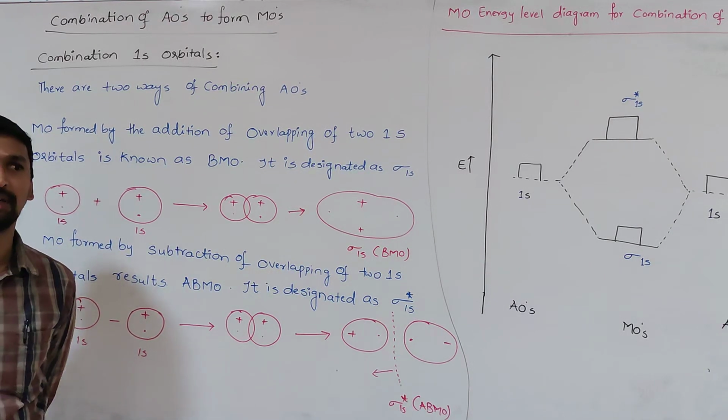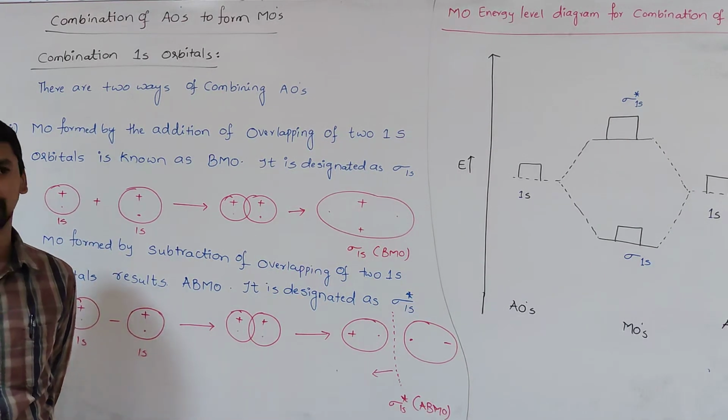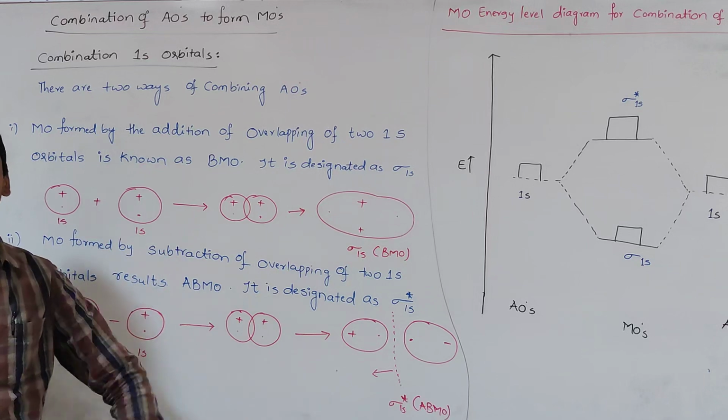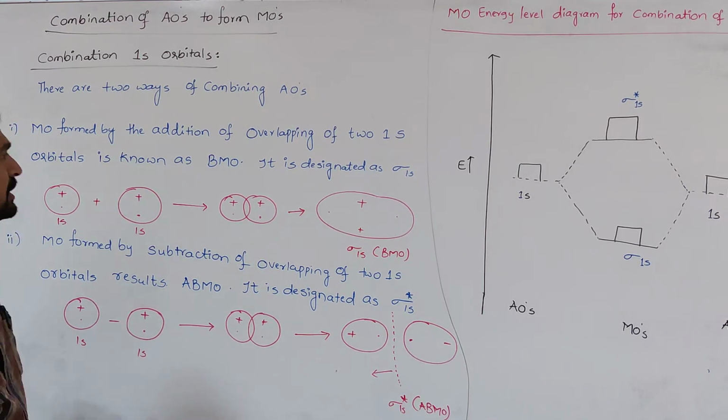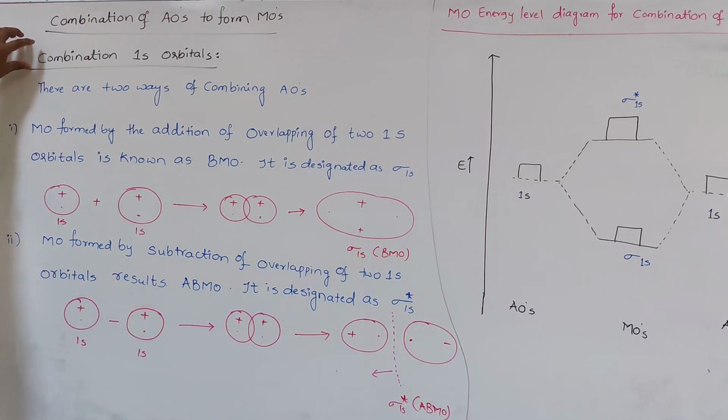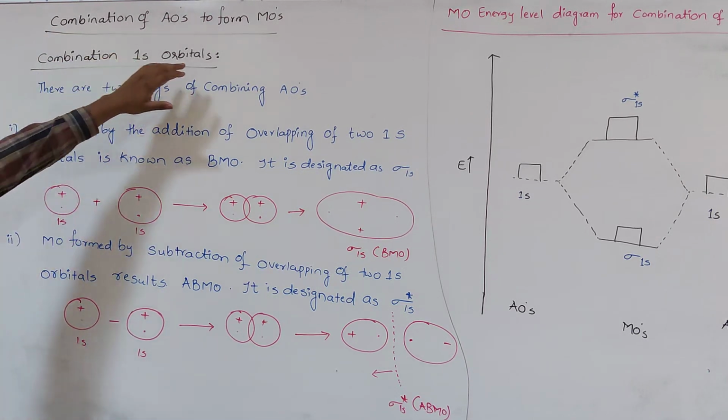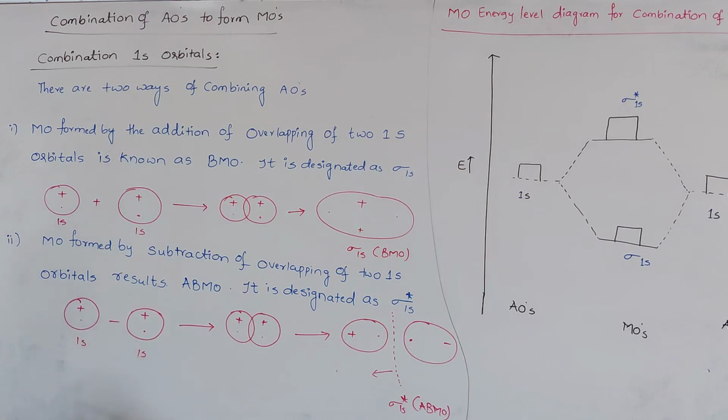That means what are available? 1s, 2s and 2p. So when these atomic orbitals combine, how the molecular orbitals are formed, how we can represent them and how we can write their energy level diagram, that is our today's topic. Now first, go to the combination of 1s atomic orbitals.